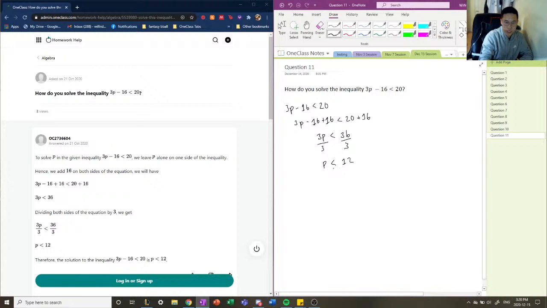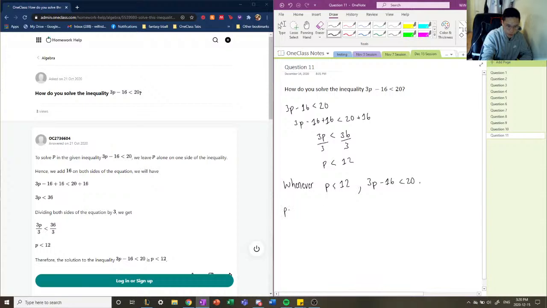So you guys can check this by subbing in p less than 12. You can say, let's make p equal to 11 and sub it in here and see what it is equal to, right? So you can do that to test it out. So that's the inequality. Whenever p is less than 12, 3p minus 16 is less than 20, okay? So that's how you solve the inequality, and you guys can test that out.